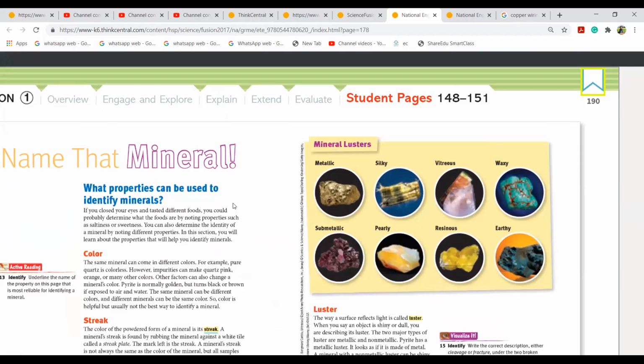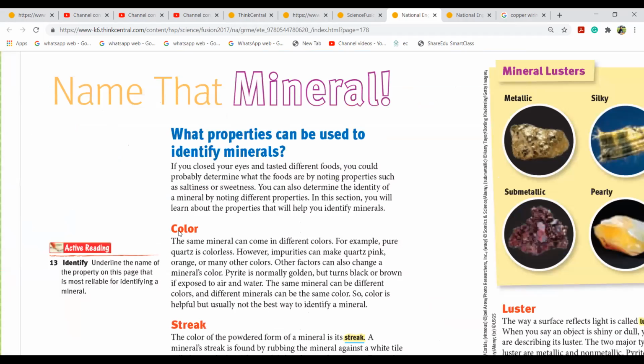Now to properties. When I say property, remember the teacher gave you salt in your hand and asked you to say the physical property. You said it is white in color. You said it is solid. In a similar way, we have properties of minerals. We see the color.